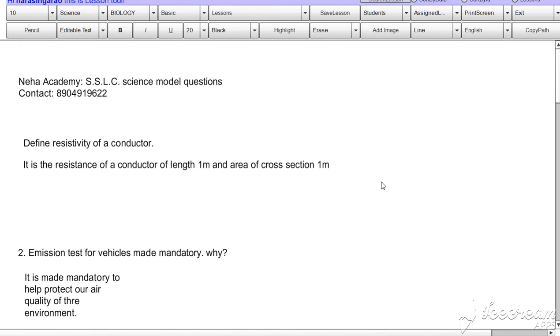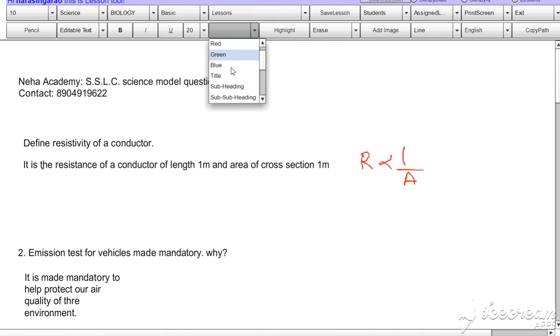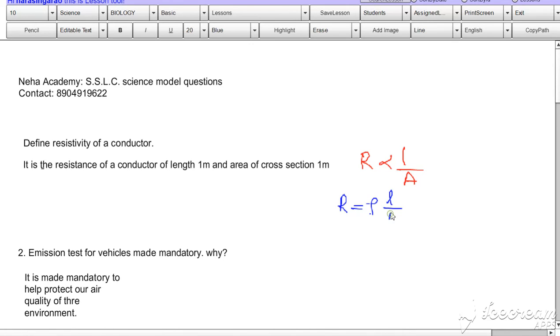Resistivity and resistance are two different things, because when you define resistance, you say that resistance is proportional to length and inversely proportional to the area of cross section. So when you take this proportionality, you make it equal. There is a constant of proportionality, rho, in R equals rho times L over A, and this rho is the resistivity.